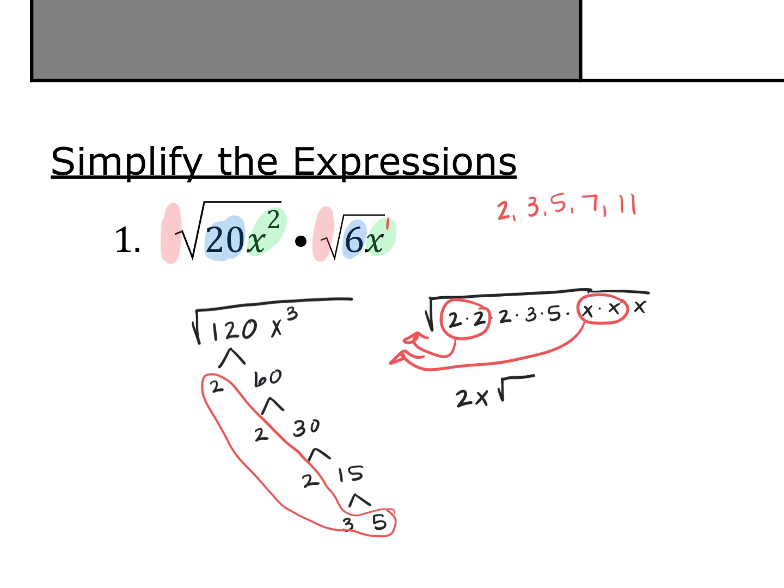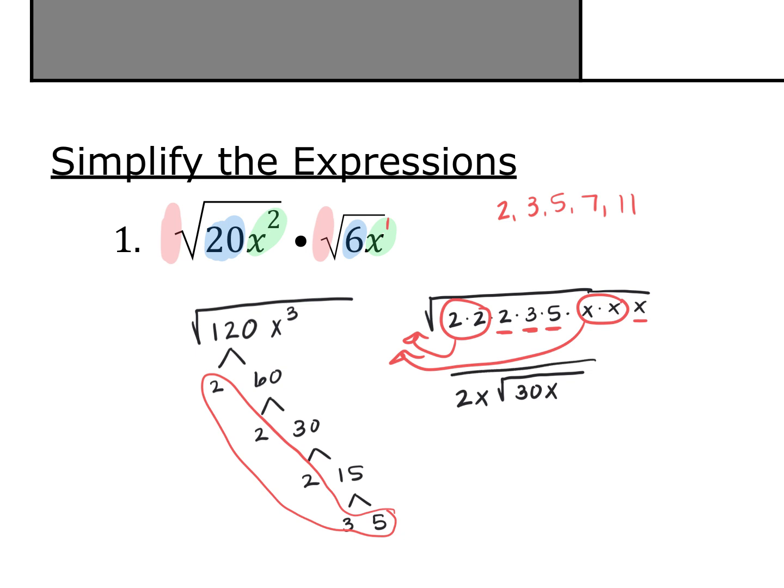And then what's underneath the radical that's left needs to be multiplied together. So I need to multiply this 2 times this 3 times this 5. I'm going to take 2 times 5 first, just because that's going to give me a nice 10. So then I have that 10 times that 3, and that's going to give me 30. And then I still have this x left over. So I need to represent that underneath the radical because that didn't go up front. It's going to stay underneath.